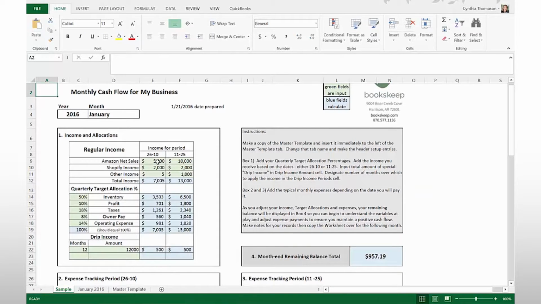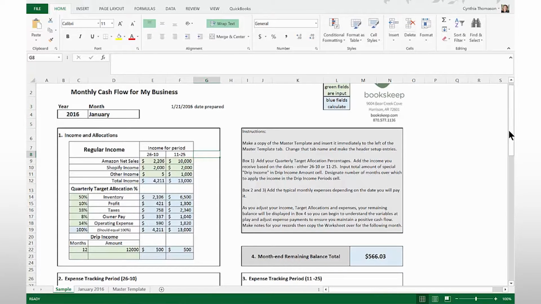So we'll make that change here. 2206. And as you can see, what has happened then is all of the formulas go to work, and they recalculate all of the different amounts that you'll be transferring to your various bank accounts. What it tells us also is that with receiving that $2,206, we're going to have $590 available to spend on operating expenses.